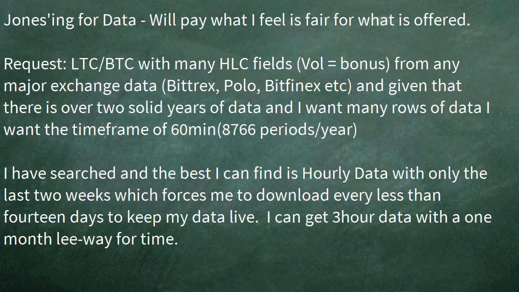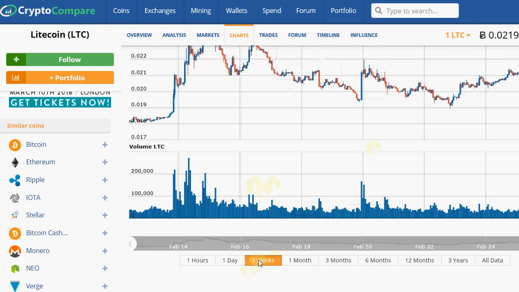I have searched, and the best I can find is hourly data with only the last 2 weeks, which is the site I was shown, which forces me to download every less than 14 days to keep my data live. I can get the 3-hour data if I so choose, and now that I think about it, I will probably do both. That would give me a 1-month leeway time. In here, if I select 2 weeks, this would be hourly data. The 1 month is 3-hour data. I think the 6 month is daily, and the 3 month might be like 8 hours. Either way though, 2 weeks gives me the 60-minute time frame.